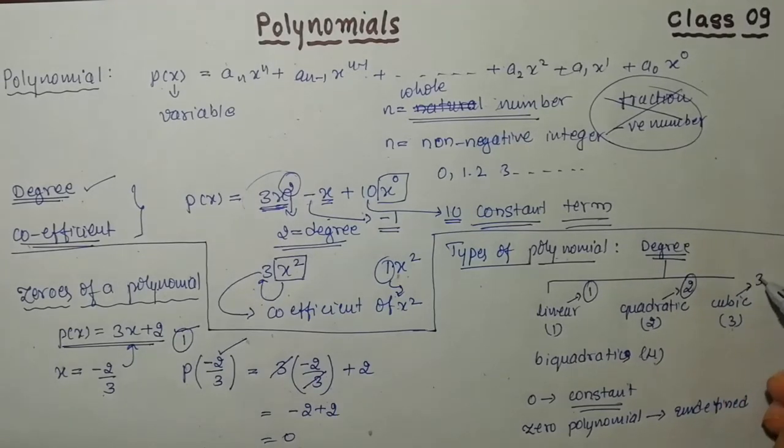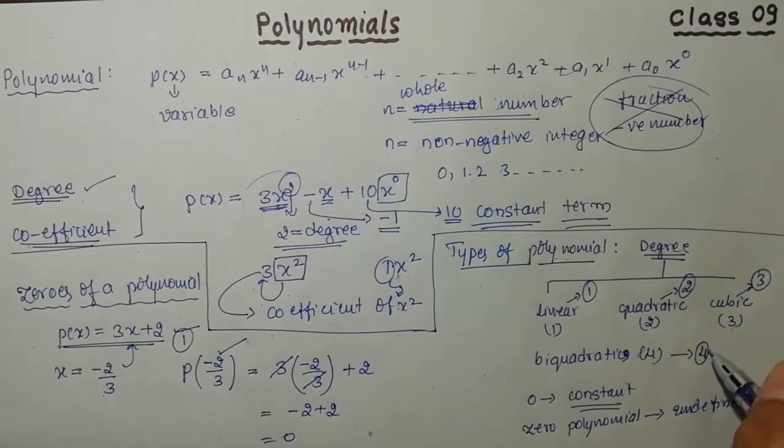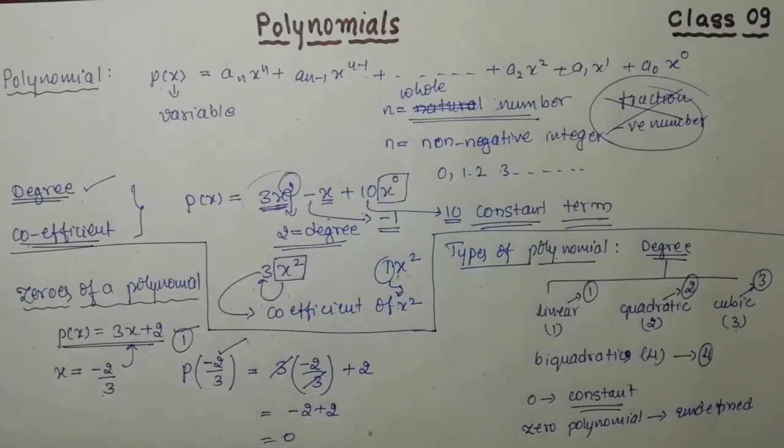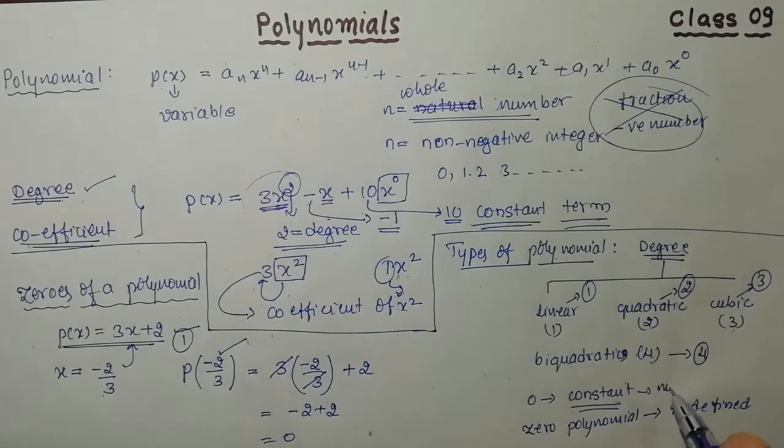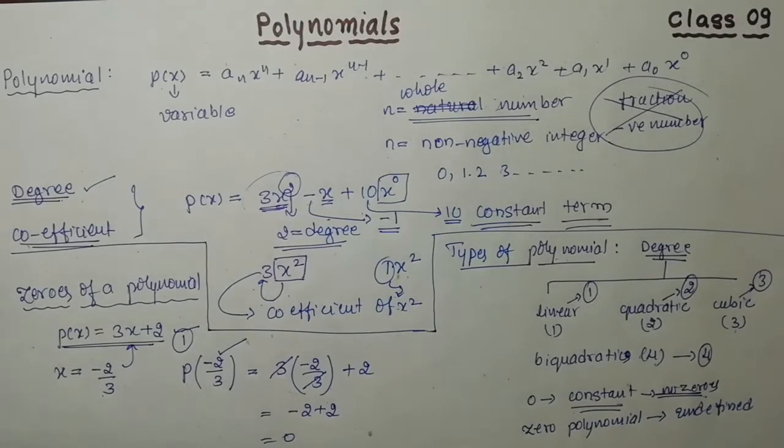And cubic means it will have three zeros. Biquadratic means it will have four zeros. It is equal to the degree of the polynomial. Remember. And for a constant polynomial there are no zeros. Remember, there are no zeros for a constant polynomial. So this is actually the first topic of this chapter, related to zeros of a polynomial. Next one is the remainder theorem.